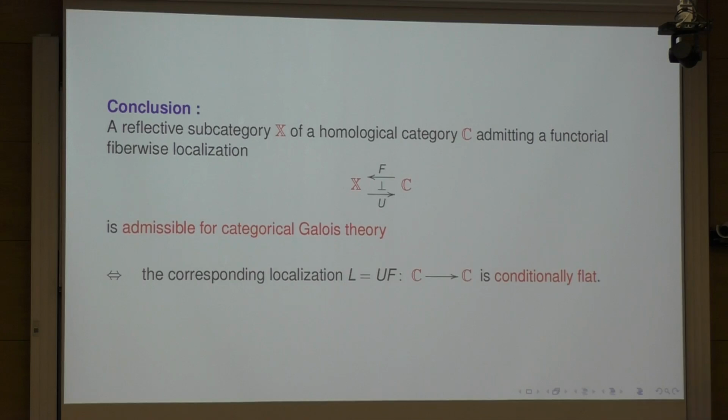So this is exactly what I write here, but provided, of course, that the category C is homological. It will not work in topological spaces. It's an algebraic proof. So if you admit functorial fiberwise localization, admissibility for categorical Galois theory is equivalent to the fact that the localization is conditionally flat.